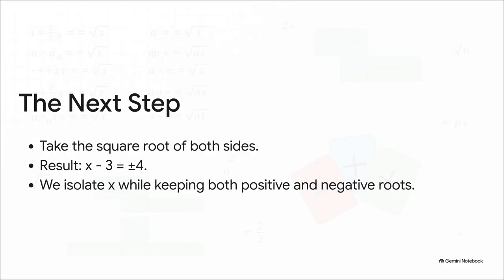The correct next step is to take the square root of both sides. This results in x minus 3 equals plus or minus 4. Really great job if you remembered the reasoning here. We apply the square root property to isolate x while strictly retaining both the positive and negative roots. Doing this means you're keeping your equations accurate and precise.